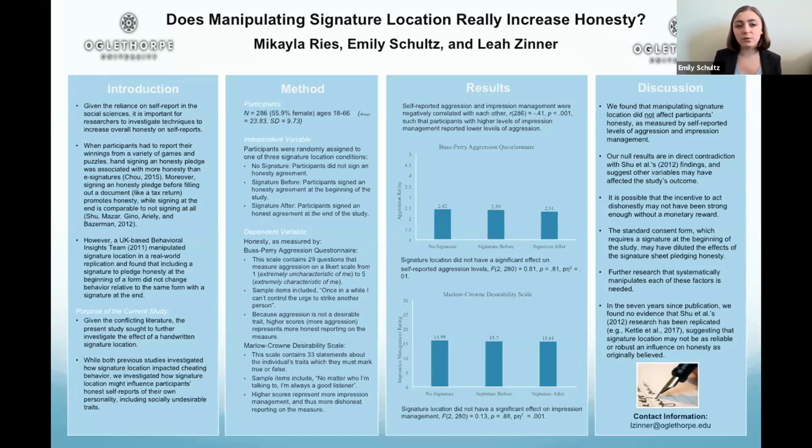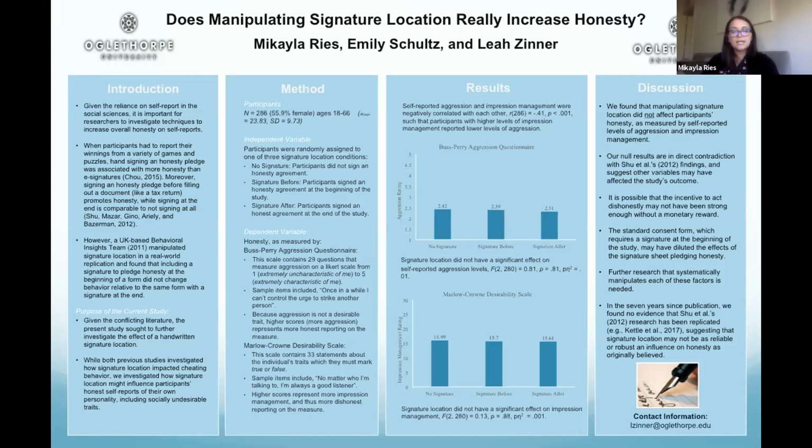And then when the studies were applied to a real world context, the findings became controversial and started contradicting each other. And so our study sought to see if signature location on an honesty pledge really did affect the participants' honesty when completing an activity. Yeah, so for our study, we ran 286 participants. Our independent variable was signature location, so they either signed an honesty pledge in the beginning, the end, or not at all.